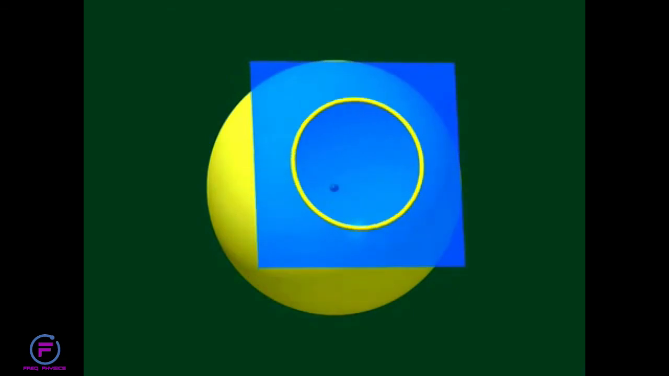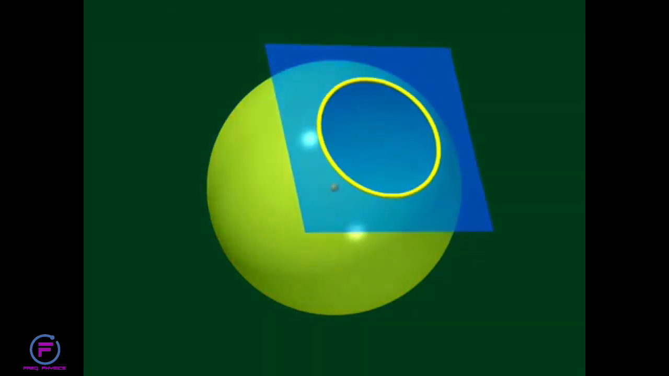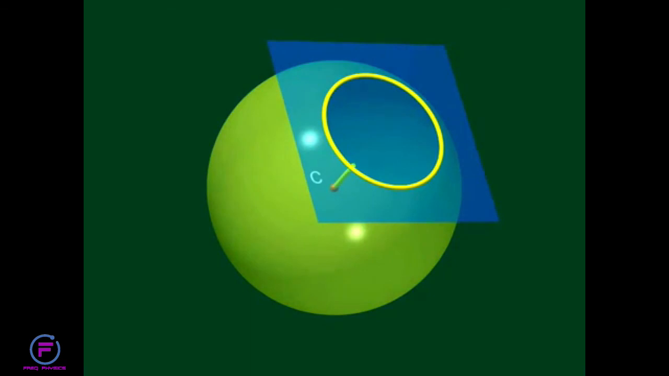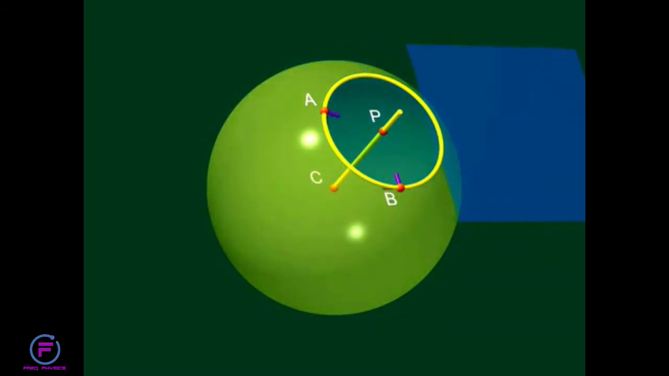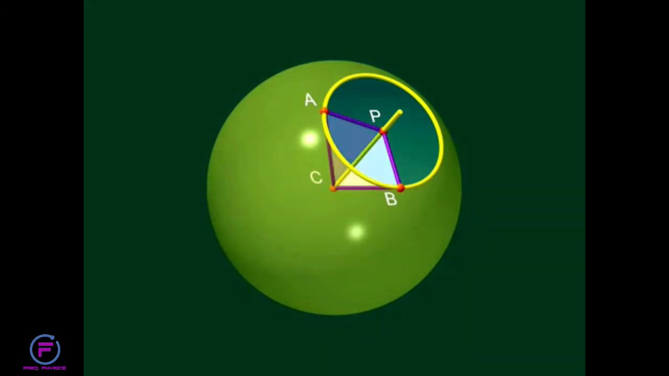Well, let's consider an arbitrary plane, coloured in blue. We can draw the perpendicular from the centre C of the sphere to the plane. Let's call P the foot of this perpendicular. Consider two points A and B on the intersection of the sphere and the plane. And let's look at the two triangles, CPA and CPB. They share a common side, CP. Both have a right angle, since the angle at P is of course a right angle, since the plane is perpendicular to CP.